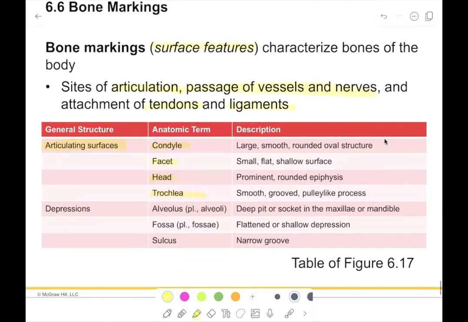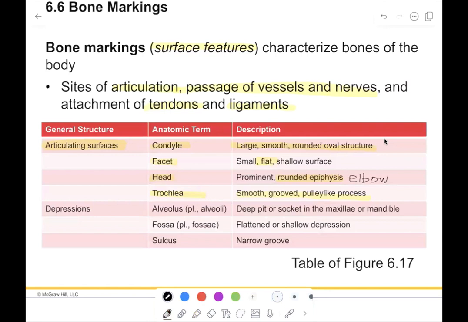A condyle is a large, smooth, rounded oval surface. Epicondyles are on top of condyles, which we'll see on our next slide. A facet is usually a flat surface. A head is a rounded epiphysis, which you now know is at the end of a long bone. A trochlea is a smooth pulley-like process, and specifically, there's going to be an important one that you're going to be learning about, which is in the elbow region.